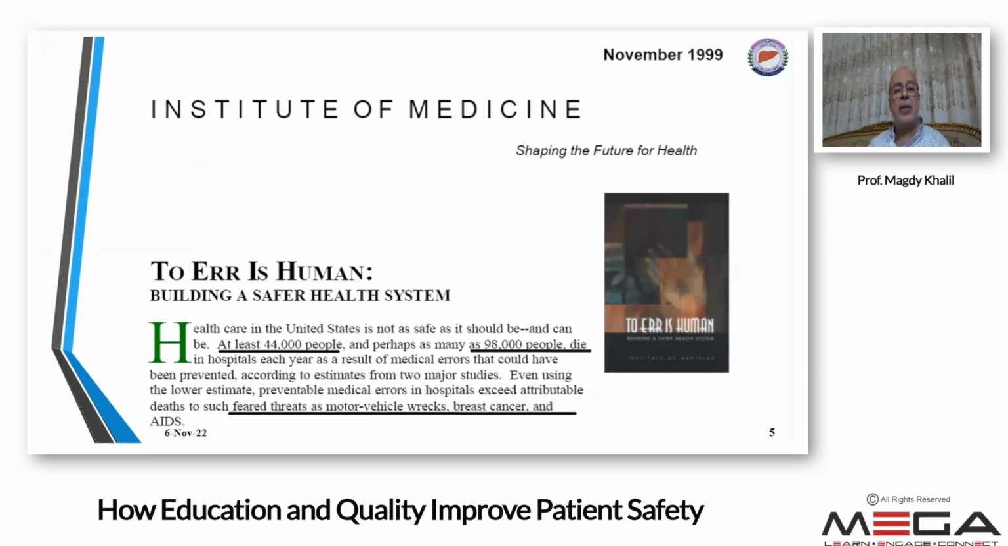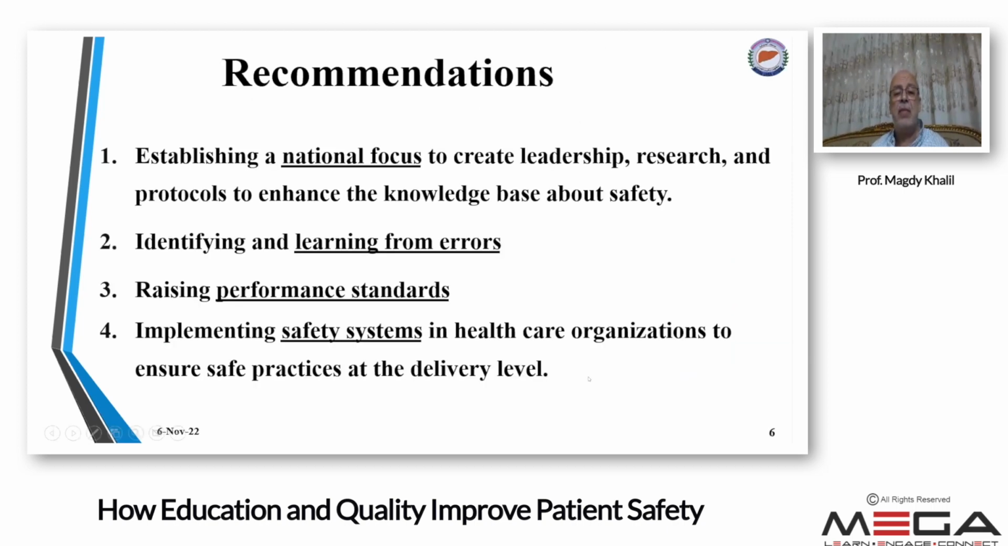Coming back to To Err Is Human, the IOM reported in 1999 that at least 45,000, and as many as 98,000, people die in hospitals each year as a result of medical errors that could have been prevented. So this was a complaint, and we always respected the complaint of the patient who comes seeking treatment. What was their plan to prevent this many deaths in hospitals? Establishing a national focus, identifying and learning from errors, raising performance standards, and implementing safety systems in healthcare. These four recommendations were made about 23 years ago.